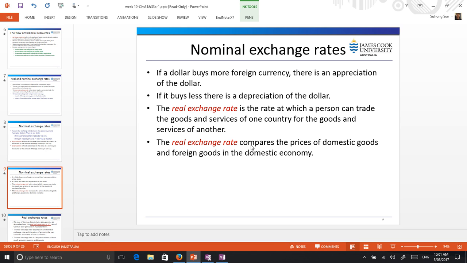Correspondingly, we can also express it in terms of real goods and services. If you exchange 1 unit of Australian goods and services, how many units of US goods and services can you exchange for? And this is called the real exchange rate.